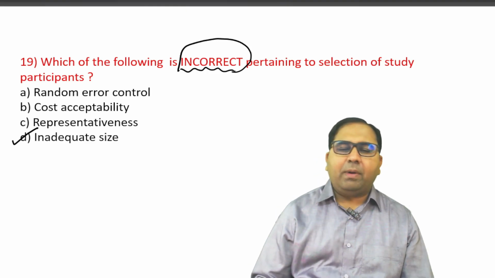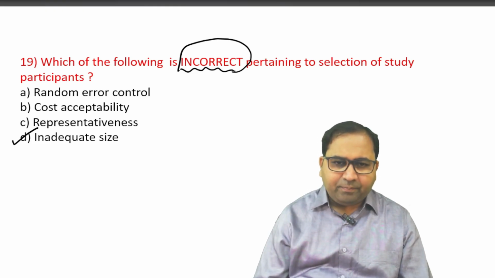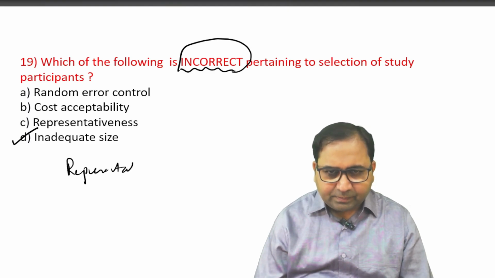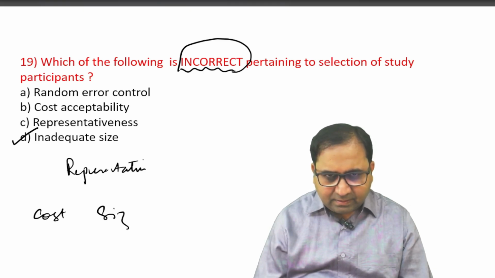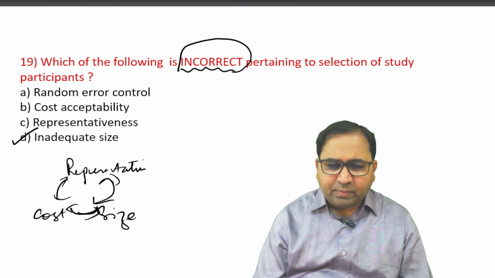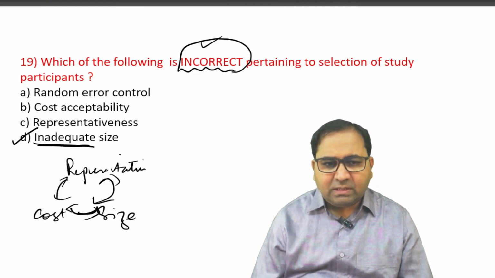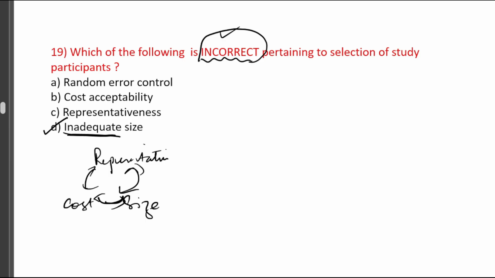Inadequate size. If you can remember, in our first question itself, we spoke regarding the study subject and population. We drew a diagram of representativeness, and then acceptable cost, and then size. All these three were interlinked to each other. So therefore, from the options, inadequate size is incorrect. Otherwise, adequate size is the correct answer. Now see the chart over here. As I have told you, representativeness, acceptable cost and adequate size. But in the question they have mentioned inadequate size. So therefore this was our answer for this question.